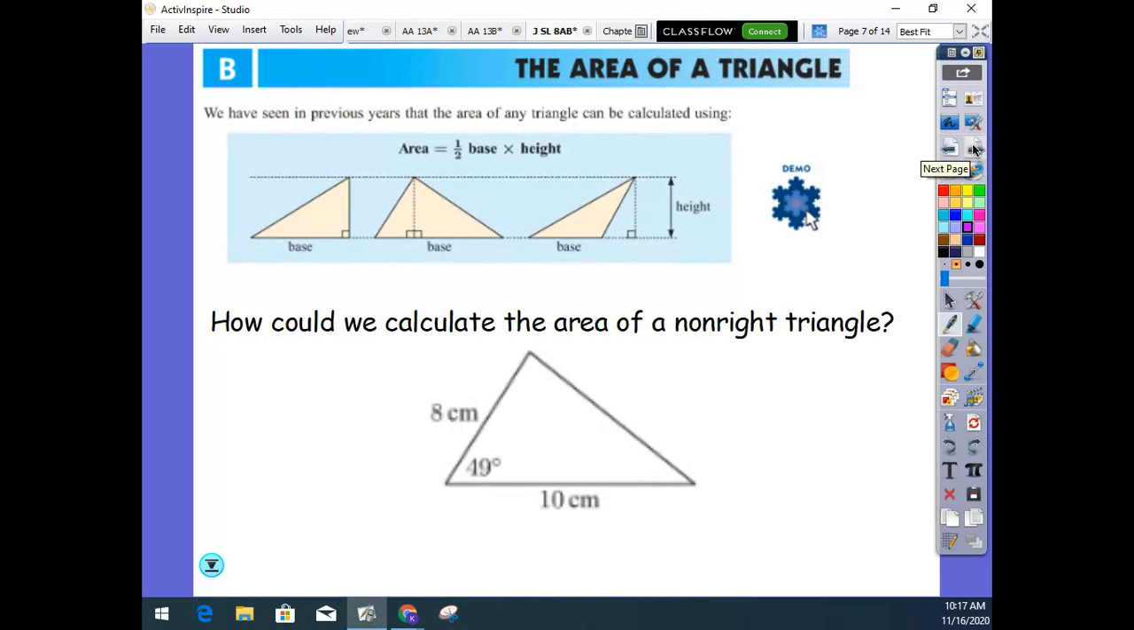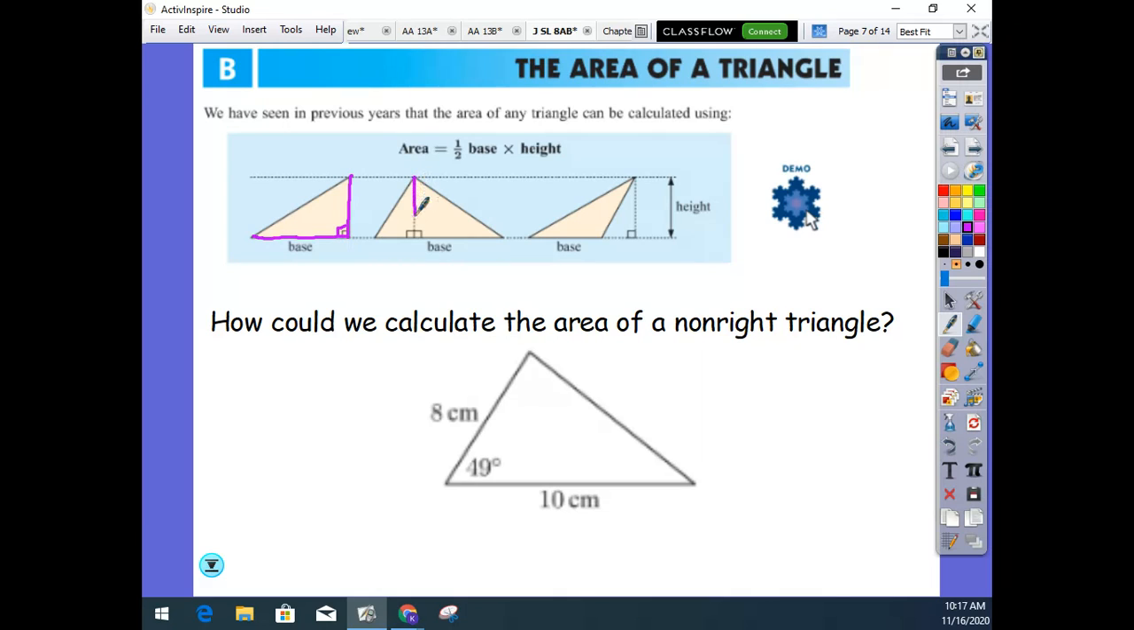Section B is all about area of triangles. We know the area of a triangle is 1/2 base times height. So the key is that the base and the height of a triangle have to meet at a right angle. So here's my base, here's my height. Your height can be anywhere within or outside of the triangle.